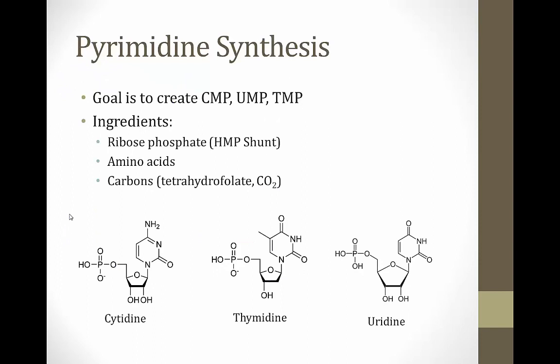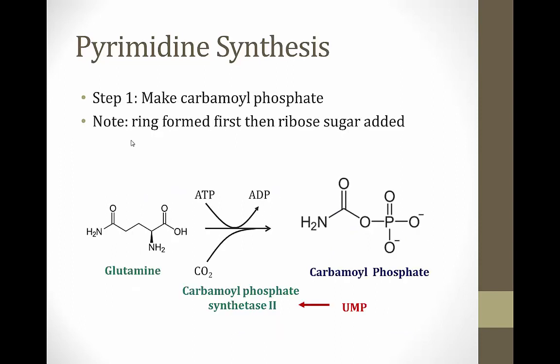So the goal of the biochemical pathways for pyrimidine synthesis is to create the monophosphate versions of the three pyrimidine nucleotides. So either cytidine, thymidine, or uridine, all in their monophosphate form with one phosphate group attached. The ingredients the body is going to use to create these molecules include a ribose phosphate, which will come from the HMP shunt, some amino acids, which we'll talk about in a minute, and then some carbons, which come from tetrahydrofolate and carbon dioxide.